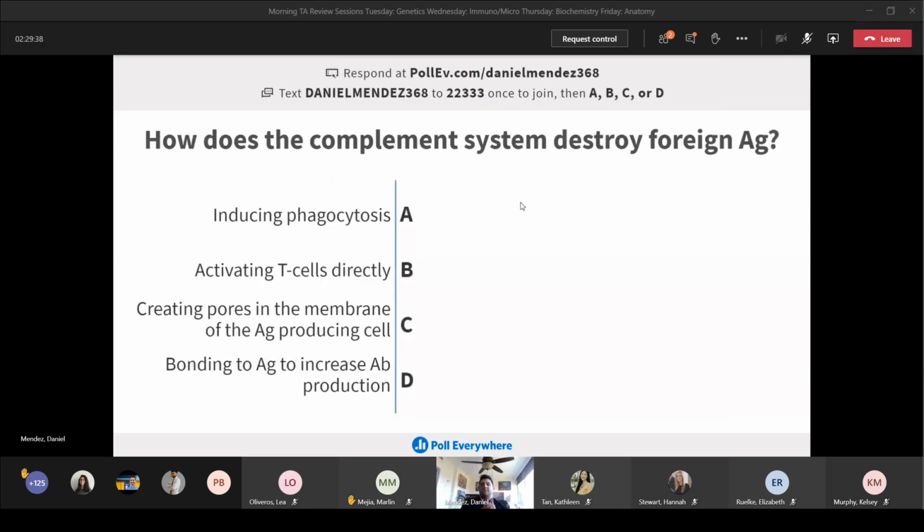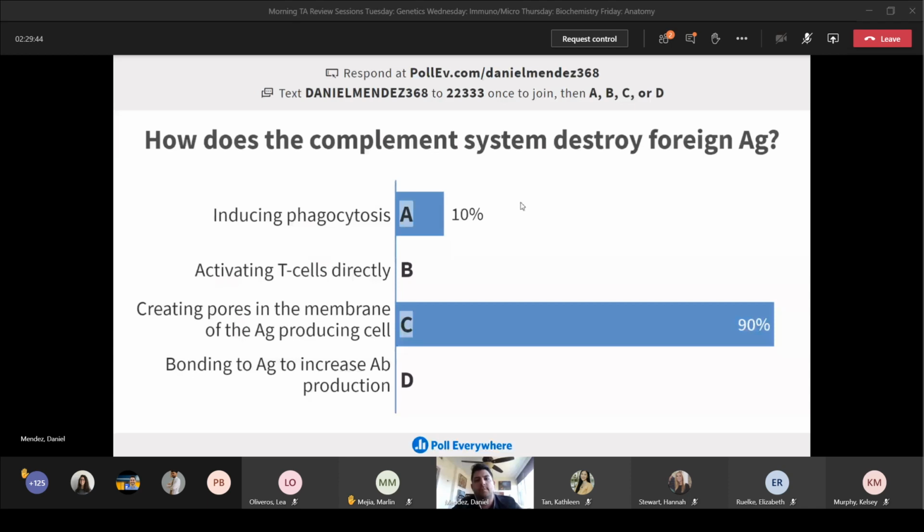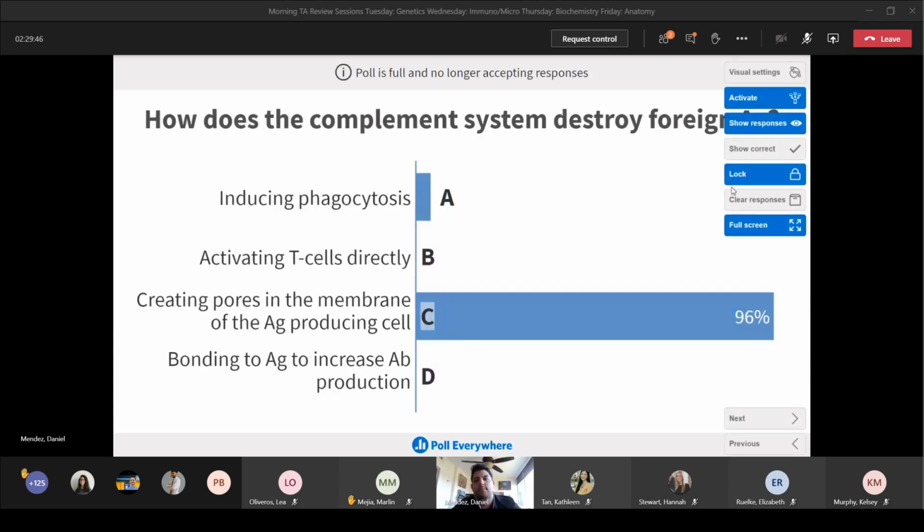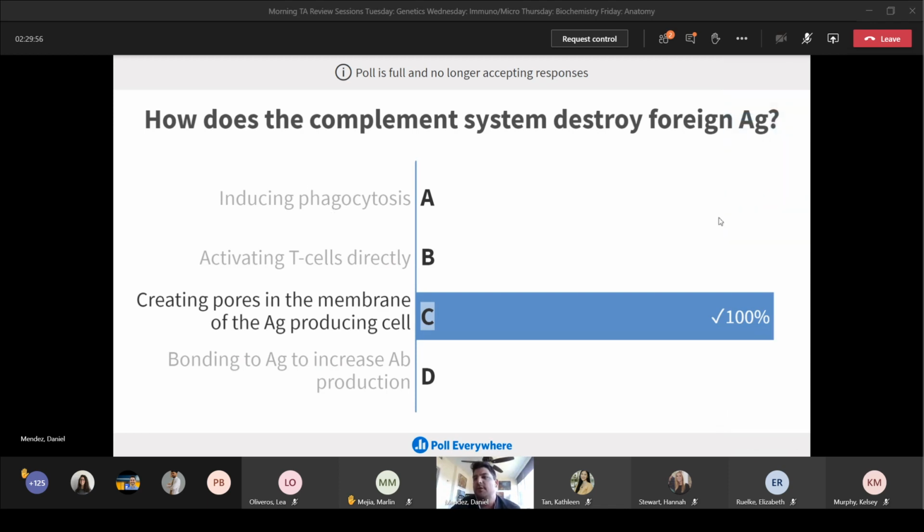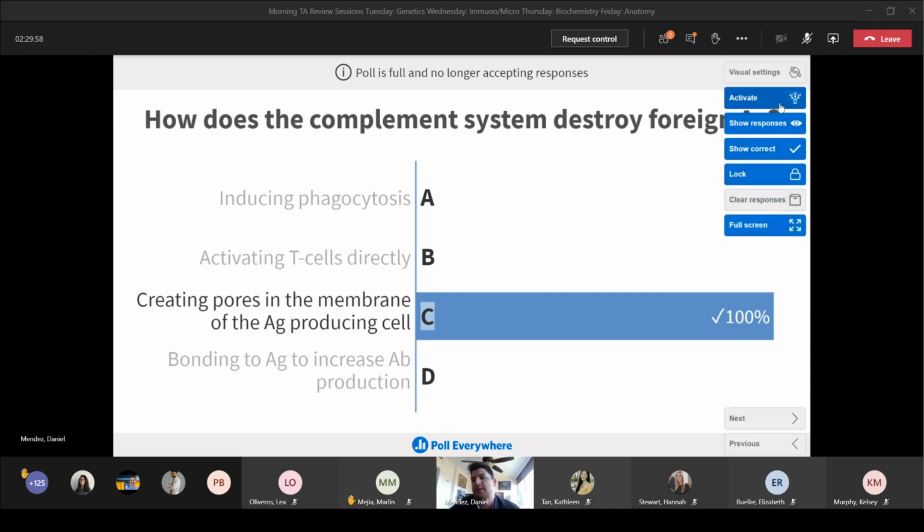So how does the complement system destroy foreign antigens? So yes, it is producing a pore in the membrane of the antigen. So it's not going to induce phagocytosis, it will induce apoptosis. Slightly different.